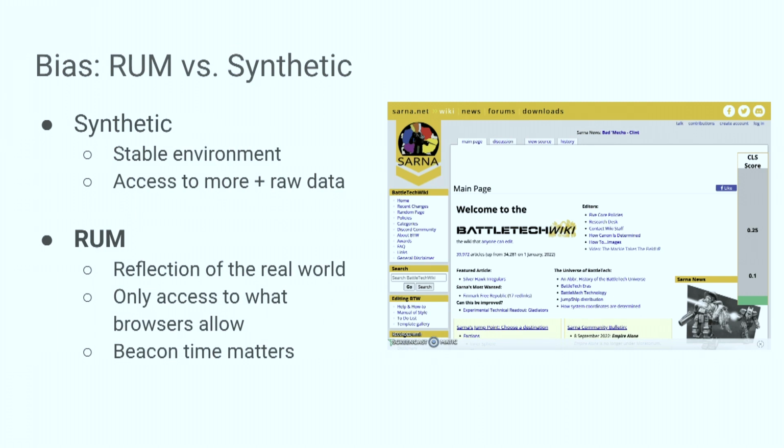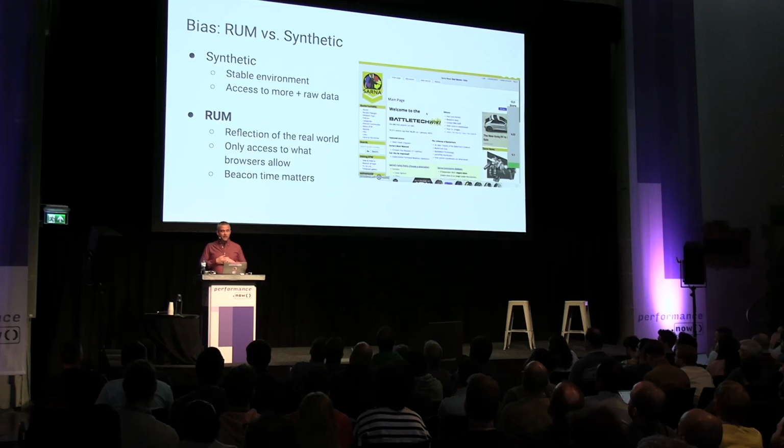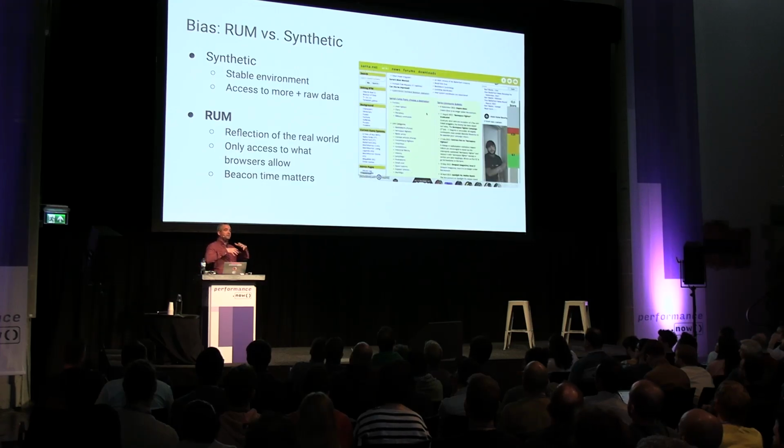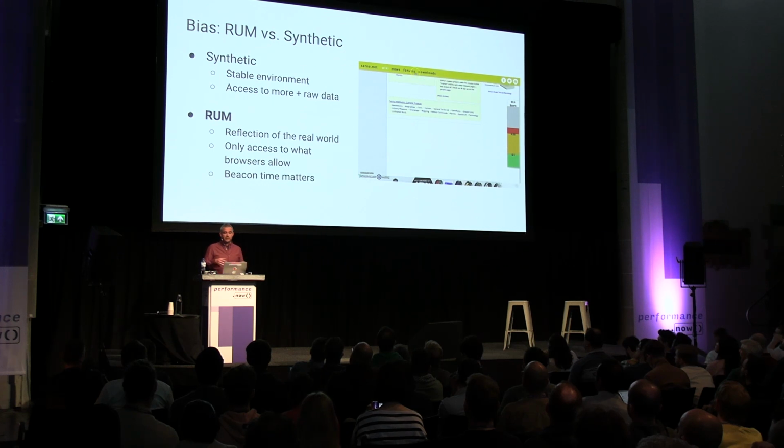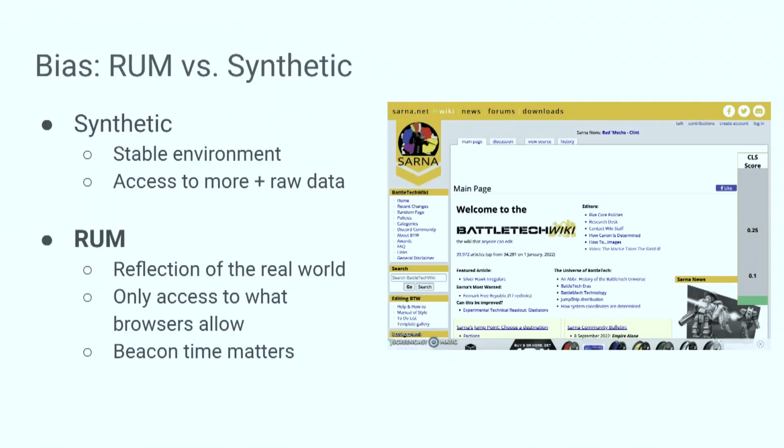So the first important thing is that this kind of data can be measured in several different ways. Synthetic from the lab, things like Lighthouse, PageSpeed Insights. These are great. They hold a stable environment for all your metrics. You have access to more data in the lab than generally you do in the browser. You compare that to RUM, real user monitoring. This is measuring people in the real world. It's a reflection of the real world, of what's actually happening out there. The RUM browsers only have access to some of the data that synthetic does.